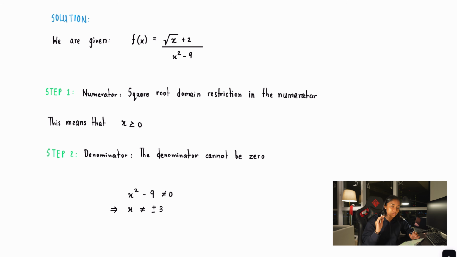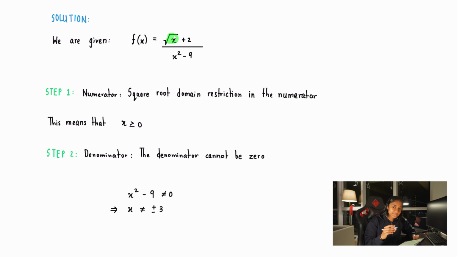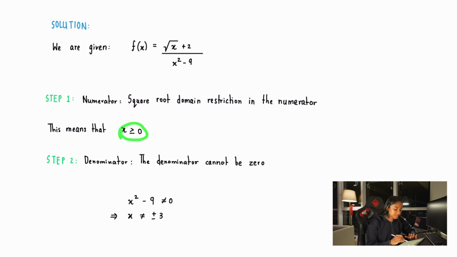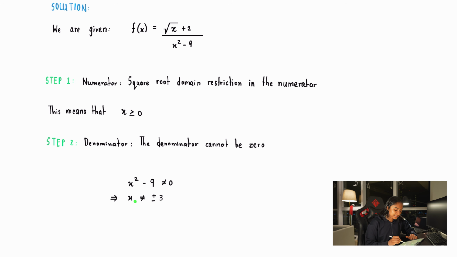Let's look at the numerator first. When we see that there's a square root in the numerator, we know that x must be greater than or equal to 0. So that is the first restriction that we can create, okay? That is the first restriction. Then when we look at the denominator, it cannot be 0, all right? So we let x squared minus 9 not equal to 0. We know that x cannot be plus or minus 3, okay?